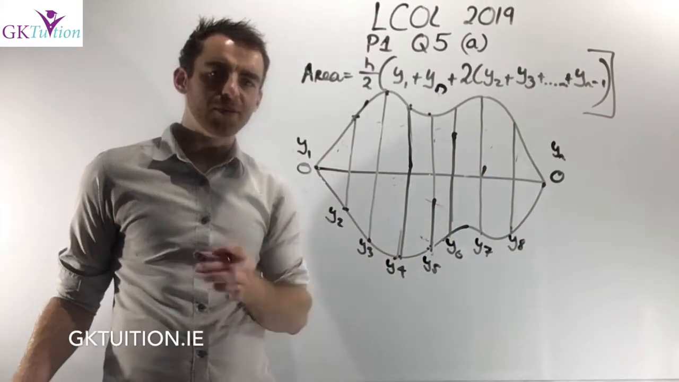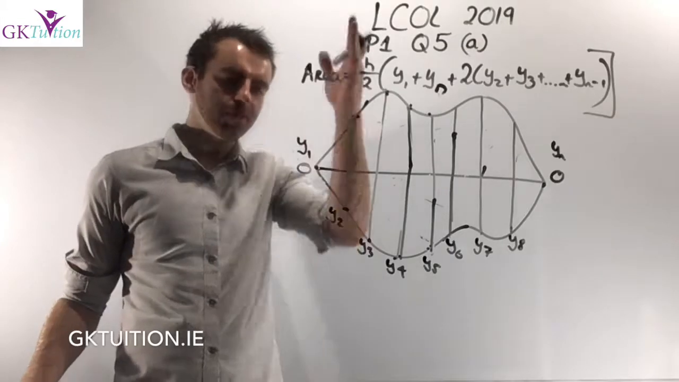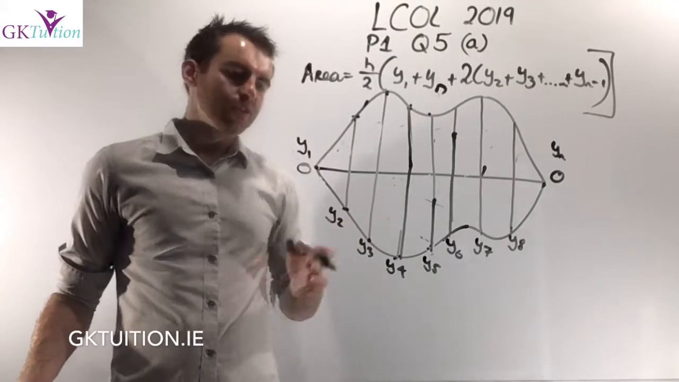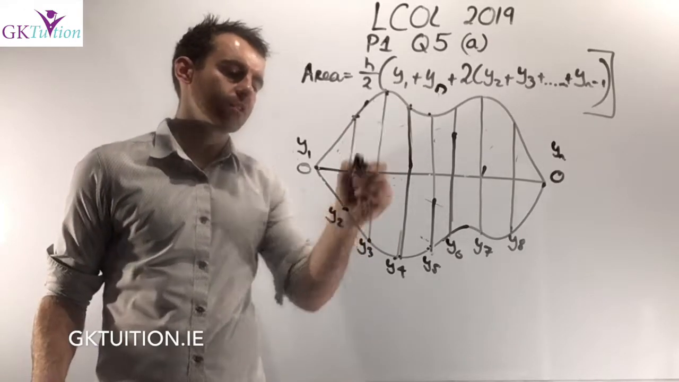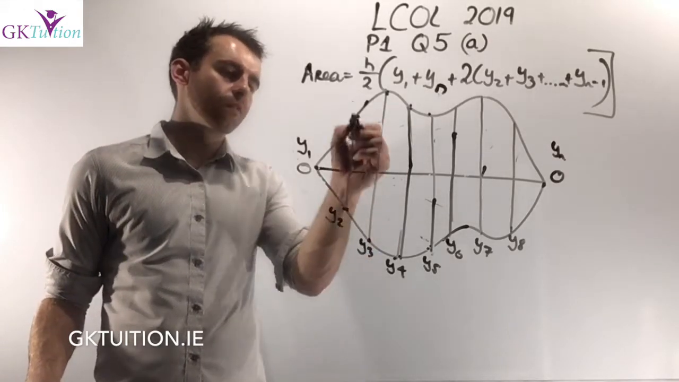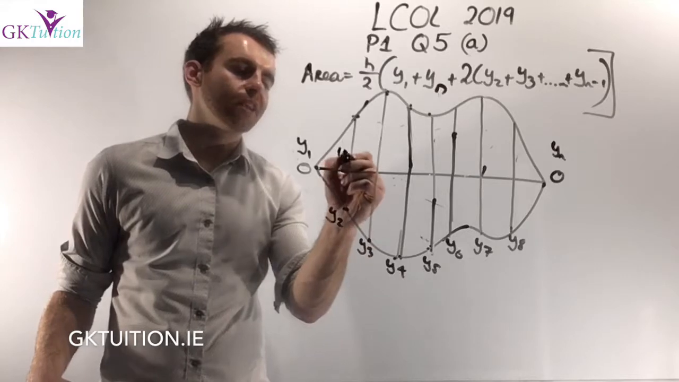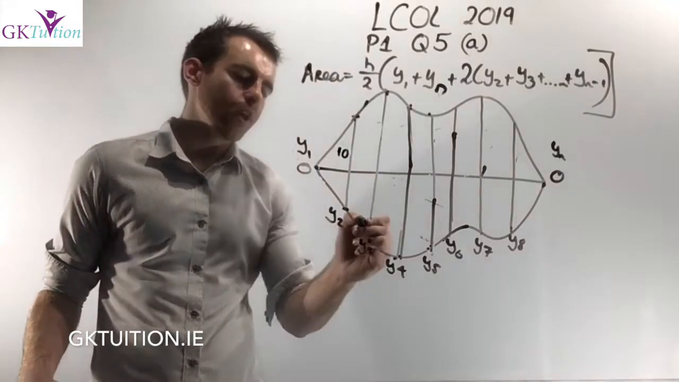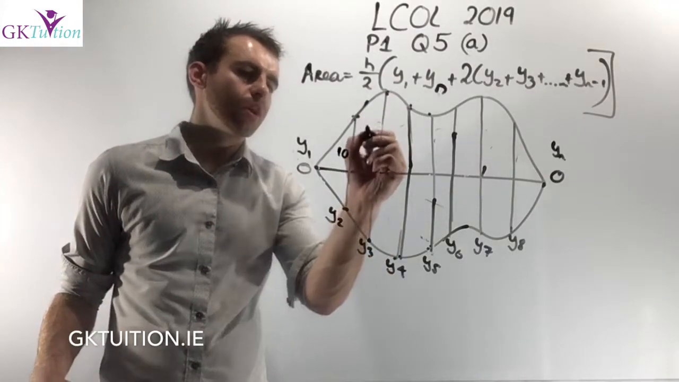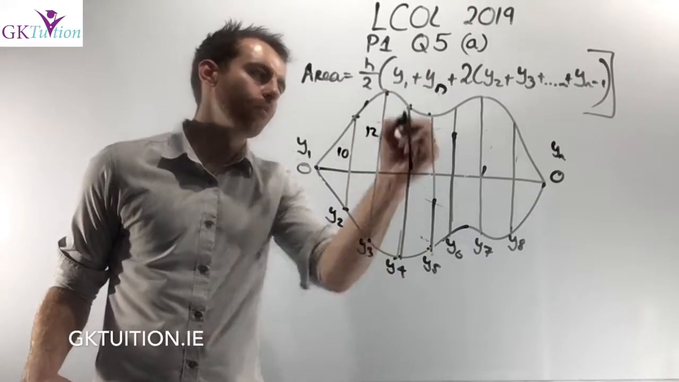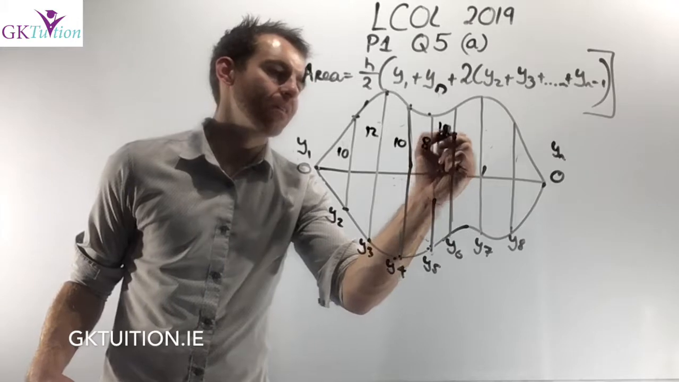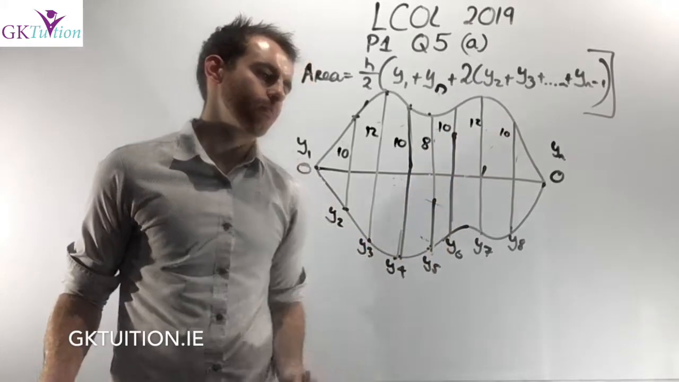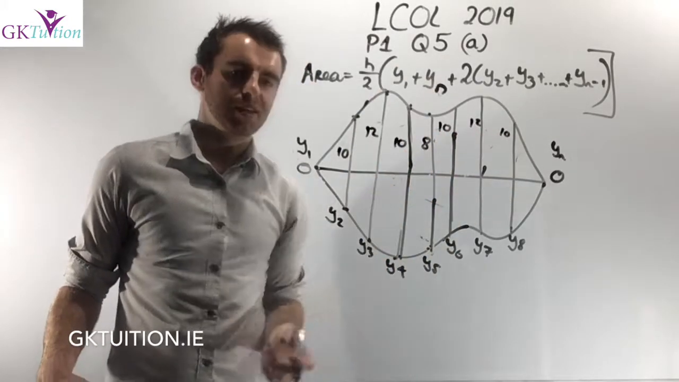But I need to figure out how many meters each one represents. So the first thing you need to do is count up the number of boxes. If you count the number of boxes in the line here, you get 10 boxes. If you count the number of boxes in the next one, you get 12. The number of boxes in the next one is 10, then 8, then 10, then 12, and then 10. So those are the number of boxes in each case.